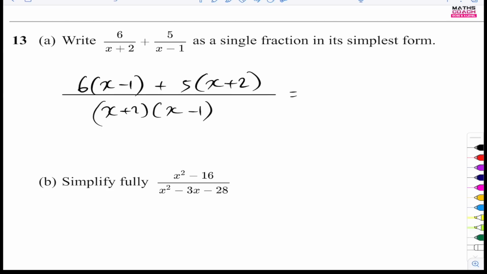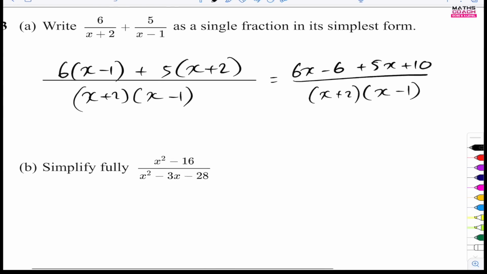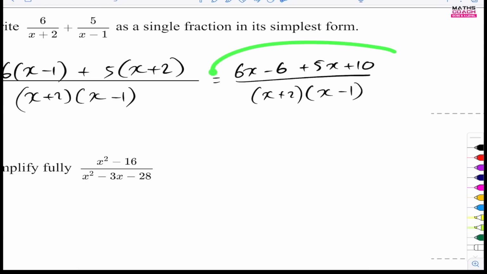Right, so we expand the top. So 6 times that, 6 times that, that times that, and so on. So let's do that. 6x minus 6 plus 5x plus 10. And leave the bottom as it is. You don't need to actually expand that out. You can do if you want to, but it's not necessary. And then you just collect the like terms from the top.